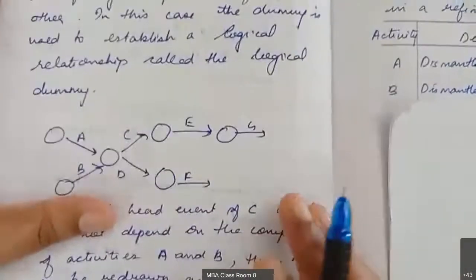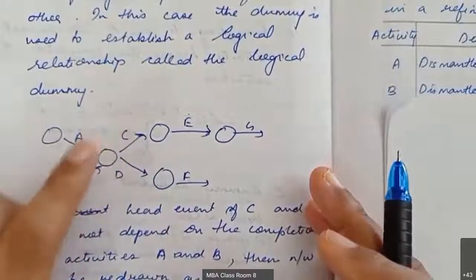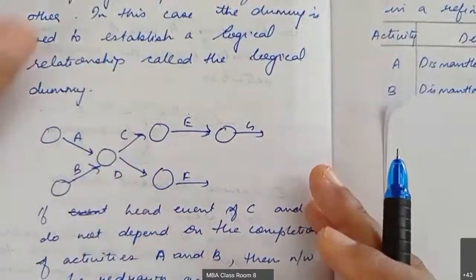For the theory part you can just know that if there is no logical meaning to this network, in such cases also we can go for a dummy.